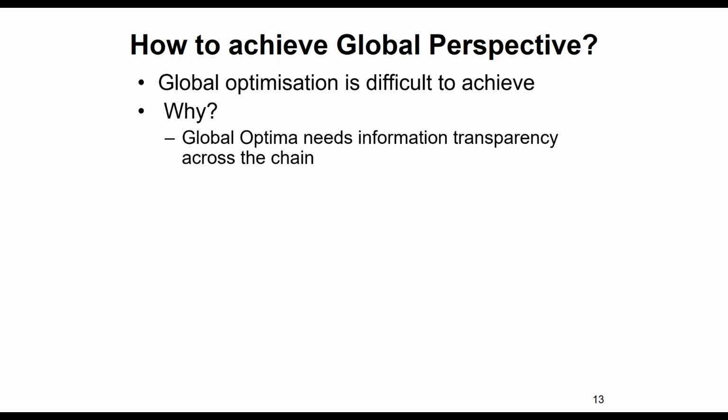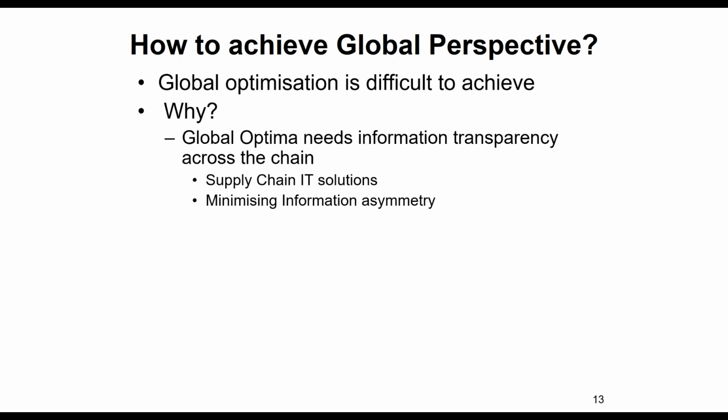Global optima needs information transparency across the chain. So everybody needs to have the right set of information. Everybody should be able to provide the right set of information, and that's not something which, as humans, we tend to do. Right? We try to hide information, and for this very specific thing, we have a lot of IT solutions, information technology solutions, which are in place. We try to do a demand forecast, the pricing part of it, market research. But again, this is all evolving for now.